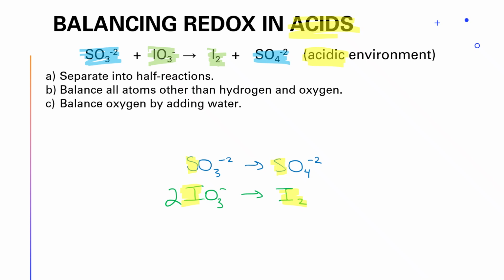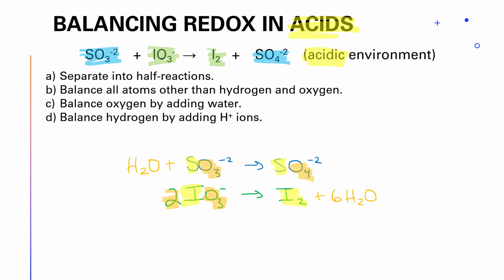So now I'm going to balance oxygen by adding water. So if I'm looking at the oxygen in this sulfur reaction, I have 3 oxygens on the left and 4 oxygens on the right, which means I'm missing an oxygen on the left. I'm going to balance the oxygens by adding water, so I'm going to add +1 water. For the iodine half, I have 2 times 3 oxygens, which is 6 oxygens on the left, and there are no oxygens on the right. So I'm going to add in +6 waters because that will give me 6 oxygens.